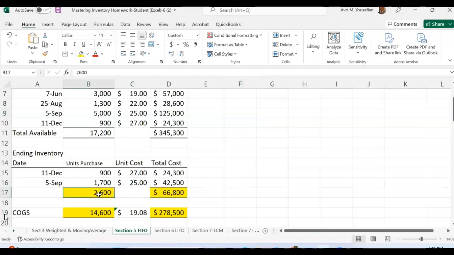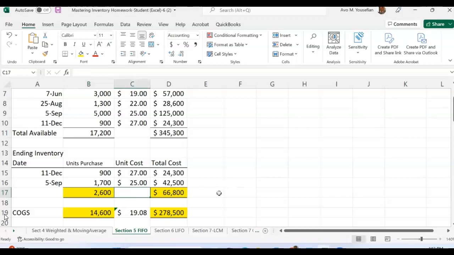And now you see that 2,600 is the end inventory. The total cost is $66,800. That's your ending inventory. Now the ending inventory, at this point, you can say, okay, what is my ending inventory? Anyway, this is the layer that goes to the next year. Make sense? This is the layer that goes to the next year.